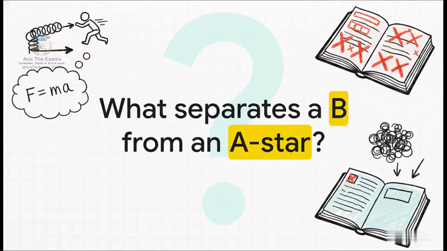So, let's ask the million-dollar question. When you're facing concepts like Newton's first law or calculating how a resultant force changes an object's velocity, what actually separates a B candidate from an A-star candidate? To truly understand this, we need to look at two typical students taking this exact exam. First up, we have Alex.